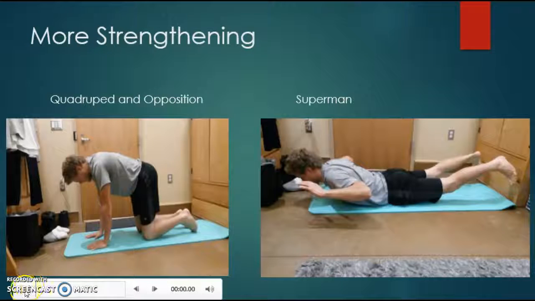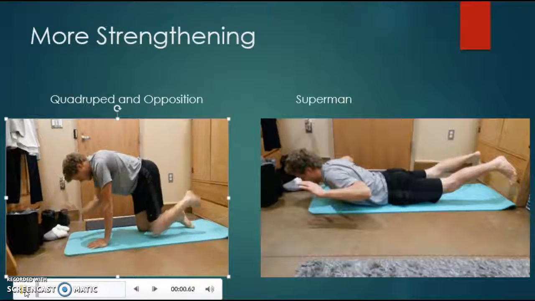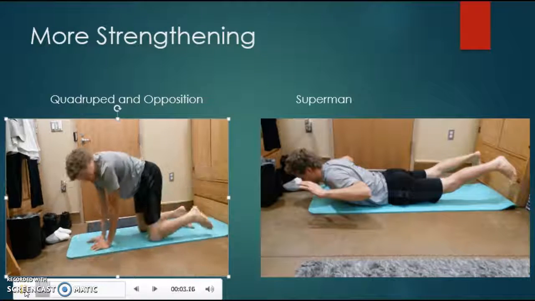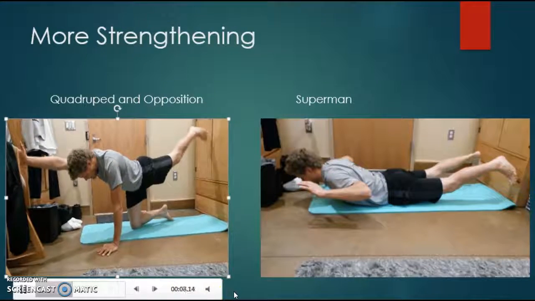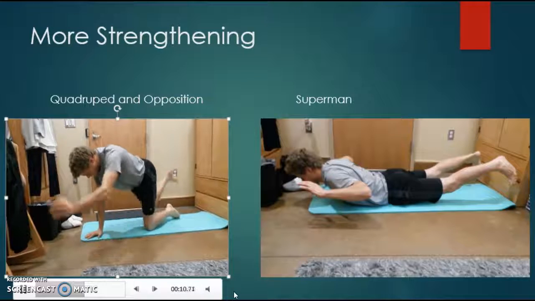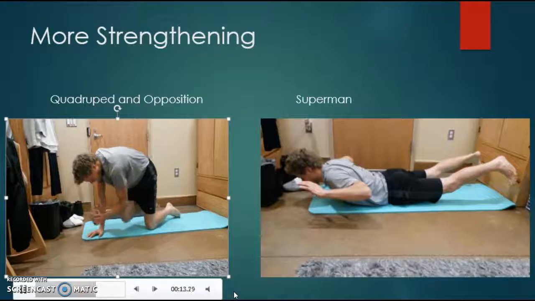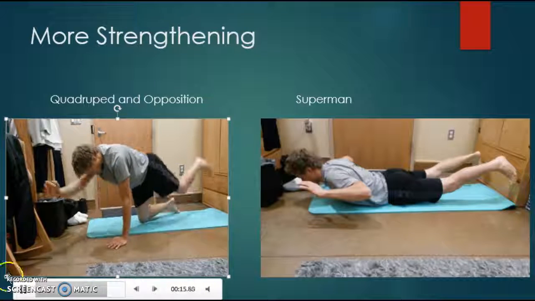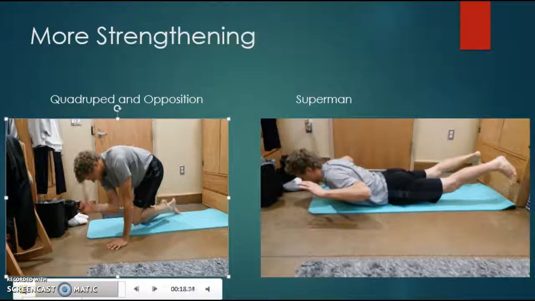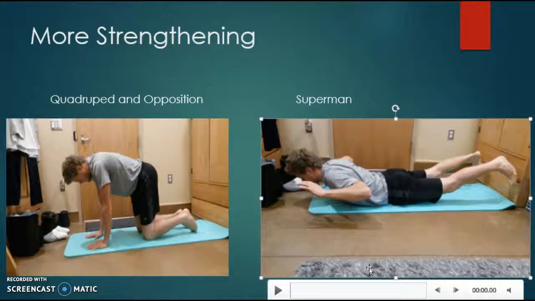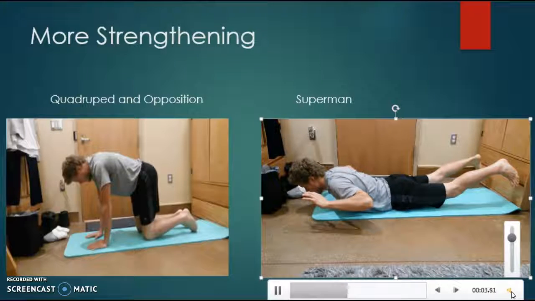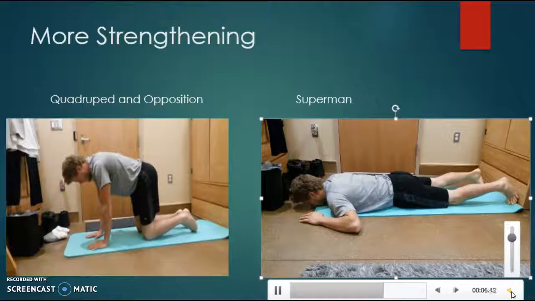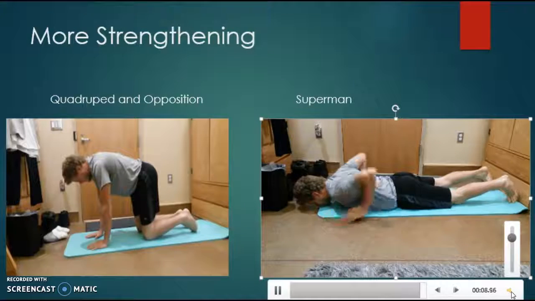Other strength exercises here include quadruped and opposition. So obviously you need enough space to perform this exercise. And on hands and knees, you will raise opposite limbs. And for opposition, you'll bring the opposite knee to the opposite elbow, maintaining a nice neutral spine and proper core stabilization. Also functional is the Superman, performed as such. This is the upward portion of the movement, and here is the full portion of the movement.